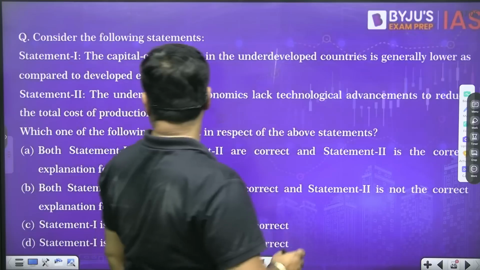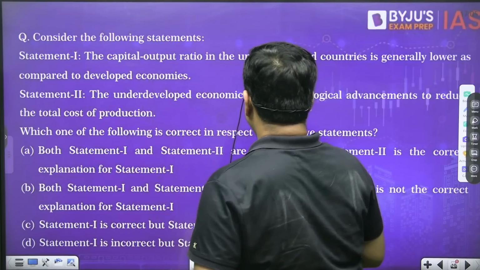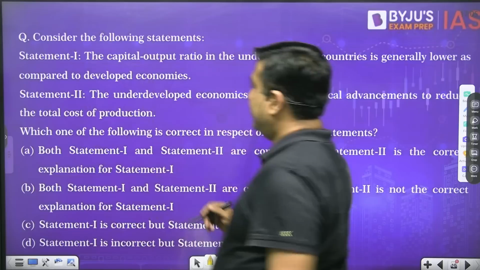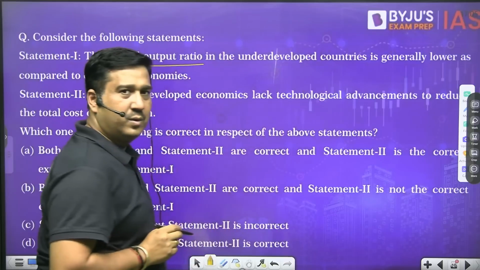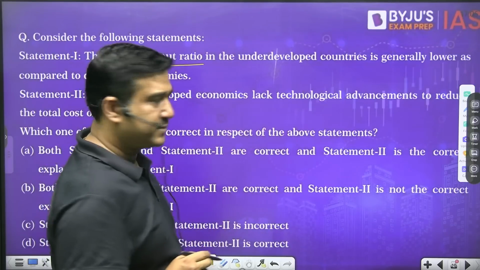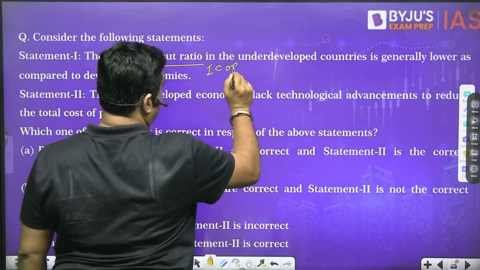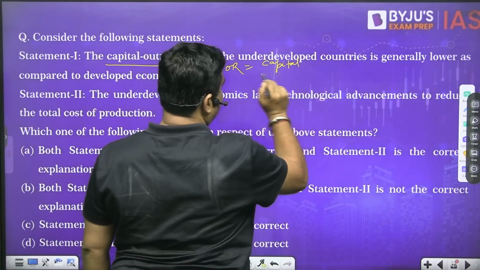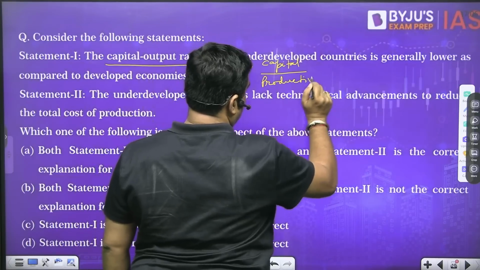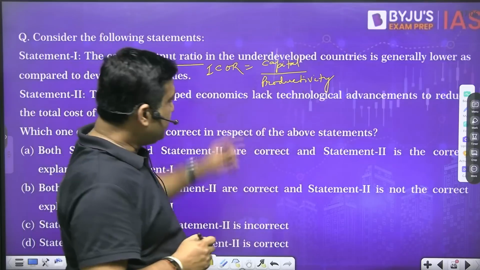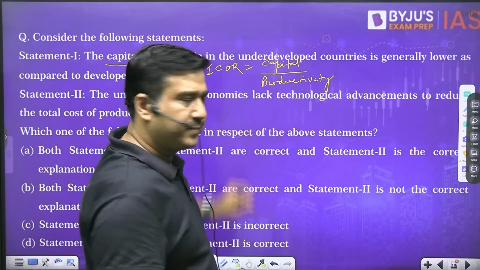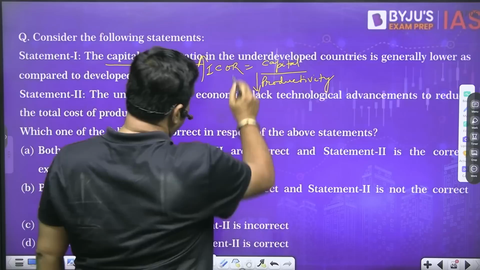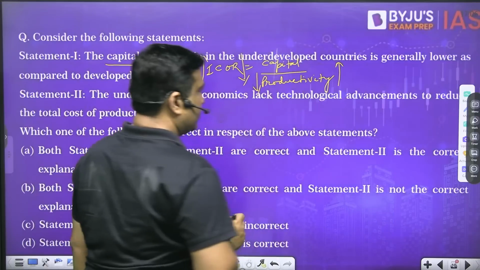Consider the following statements. Statement 1: the capital output ratio in the underdeveloped countries is generally lower as compared to developed economies. First of all, if you know this capital output ratio, instantly you will find that the first statement is incorrect. This is actually the incremental capital output ratio. The formula is ICOR is equal to capital upon productivity. That means ICOR and productivity are inversely proportionate. If ICOR is high, that means productivity would be less. That means more wastage. But if ICOR is low, that means efficient utilization of resources, and productivity is high.